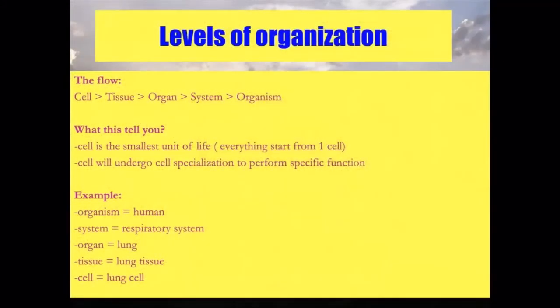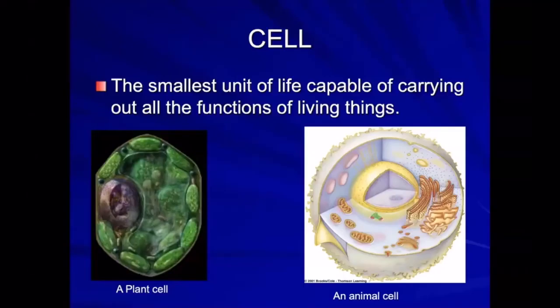Okay, the next one. Okay, the next one is level of organization. Okay, so this one I think you are familiar. Okay, we start with cell, tissue, organ, system, and also organism. Okay, this one I think is very straightforward information. So this one's okay. We begin with the cell.